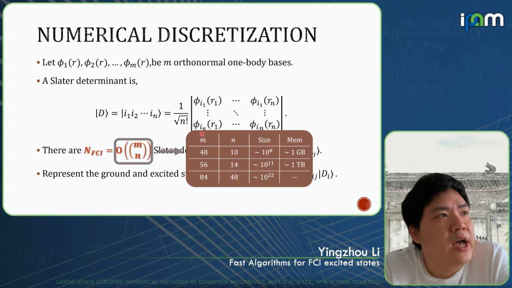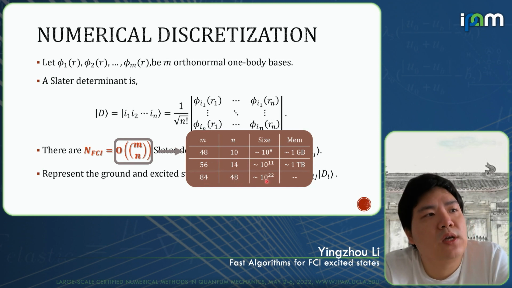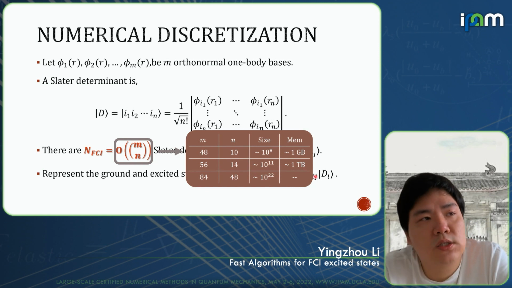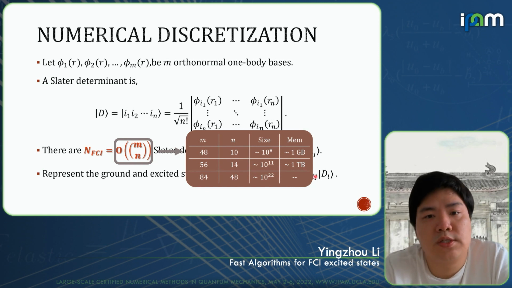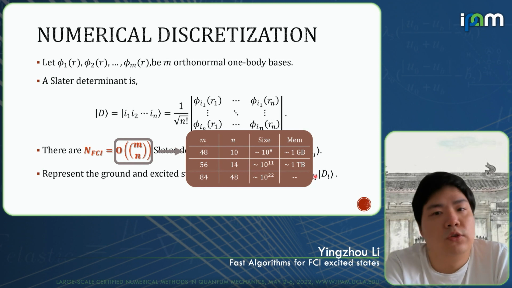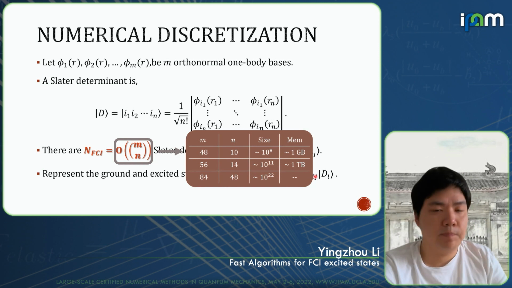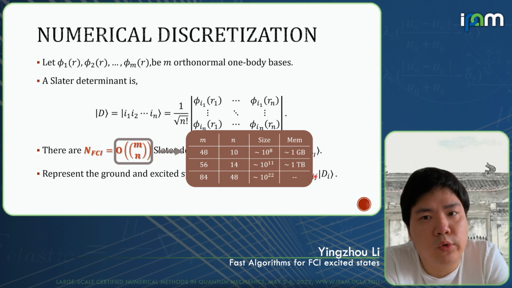And for shared memory machines or distributed memory machines, roughly we can find about 100 to 1000 terabytes. But if you have 84 orbitals and 48 electrons, then the problem size will be 10 to the 22. Then this is roughly 10 to the 11 terabytes. So it's not possible to store such a matrix. Not even a matrix, it's not possible to store the entire wave function as a vector. So we must find some way to compress it.